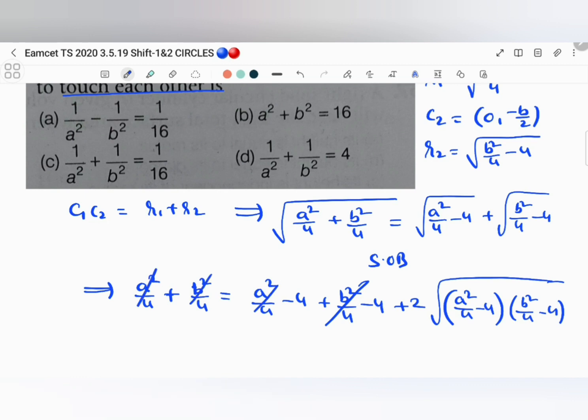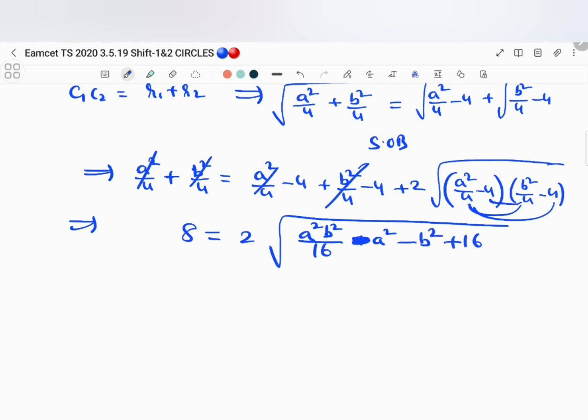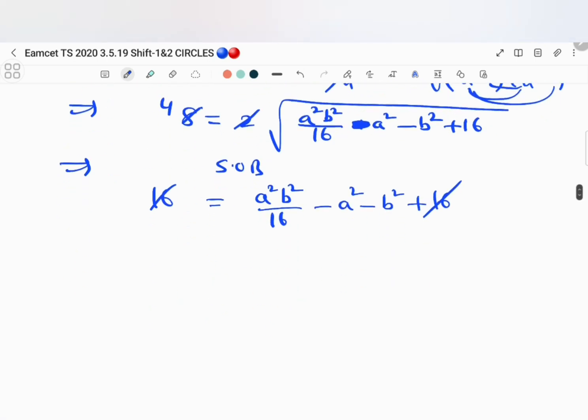Minus 4 minus 4 minus 8, we can take this side. So it will become plus 8 is equal to 2 times root over actual multiplication. a square b square by 16. Next, 4, 4 get cancelled. These two multiply, only a square will come, that is minus a square. Next, multiply these two, minus b square. Plus 16. So 2 ones, 2 fours, squaring on both sides, 16 is equal to a square b square by 16 minus a square minus b square plus 16. 16, 16 cancel. Minus a square b square, we can take this side. So a square plus b square is equal to a square b square by 16.